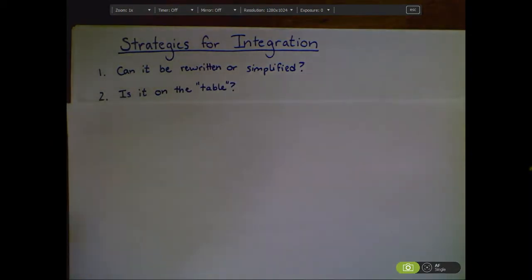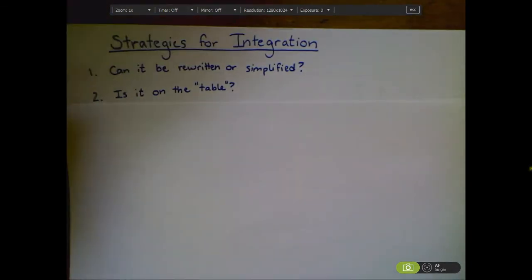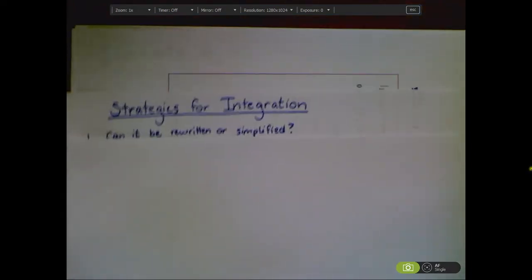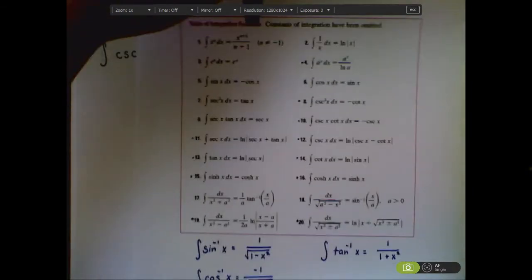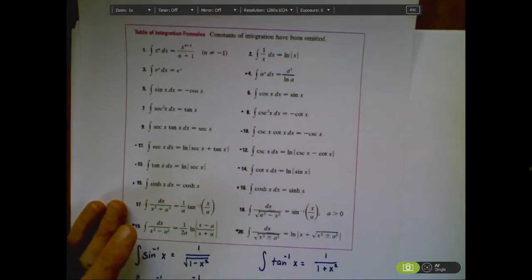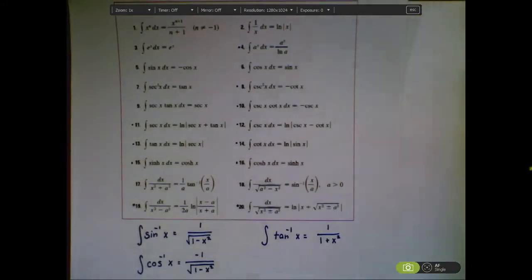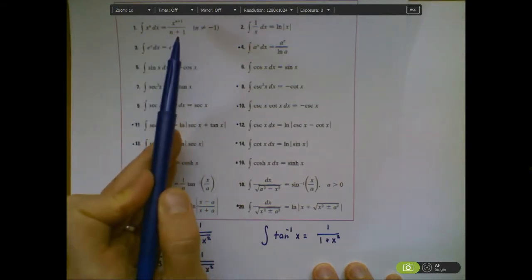The next thing is to say, is it on the table? Meaning, there's a set number of integral facts that are important to keep track of, and I printed out a table. Can we read all of this at once? Here, take a screenshot of that, or you can look it up in an ebook. Some of these, it looks like a lot, right? But some of these are things that we already know. This is just power rule, that I raise the power and divide by that power.